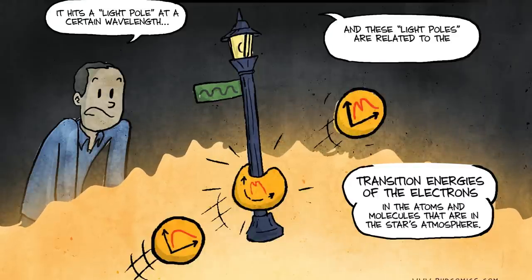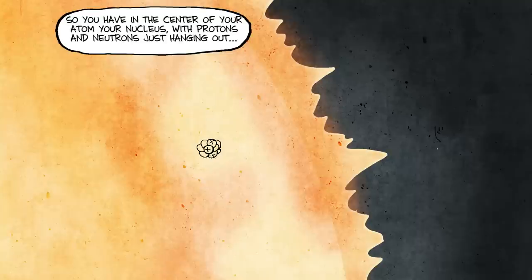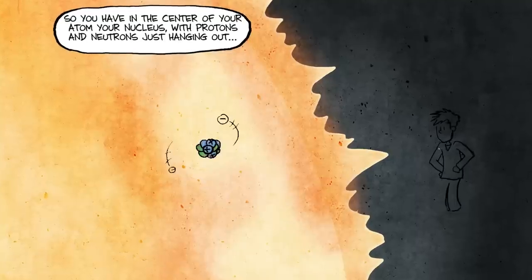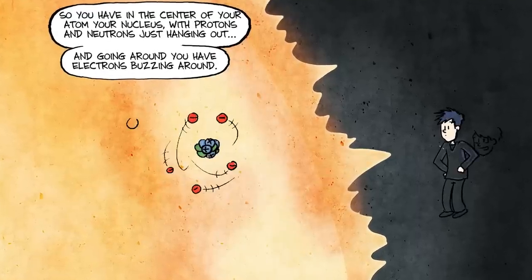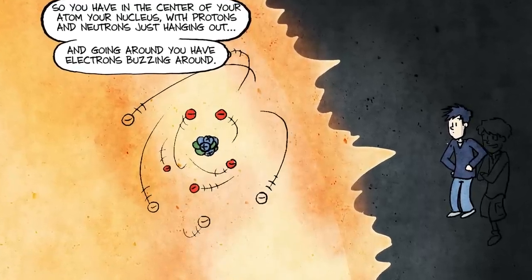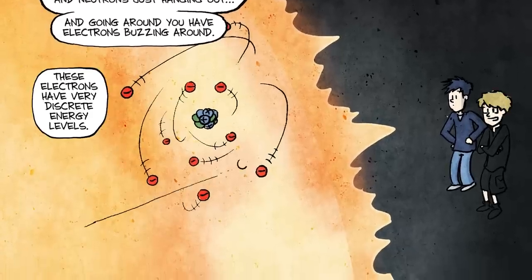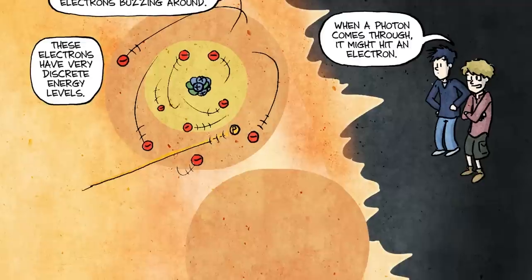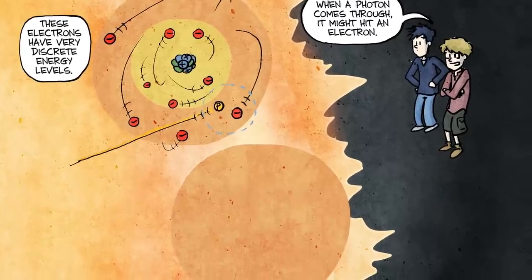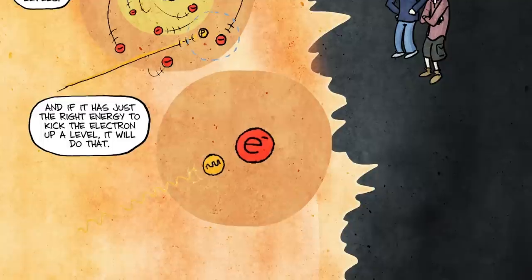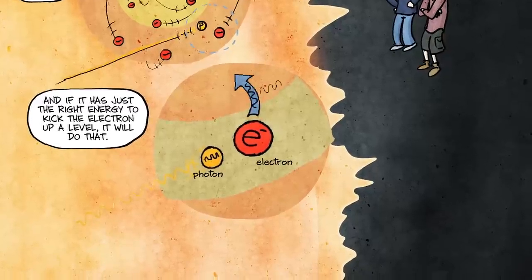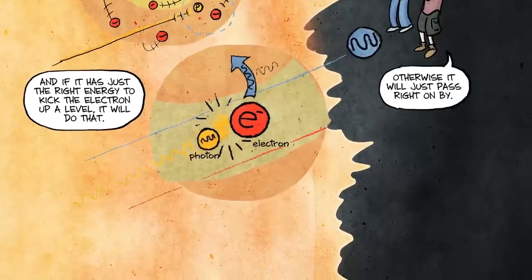in the star's atmosphere. So you have, in the center of your atom, your nucleus, with protons and neutrons just hanging out. Then going around, you have electrons, if you can imagine them buzzing around on the outside, moving around. But when you're far away, there are very discrete energy levels. And so when a photon comes through, it might hit this electron, it's possible. And if it has just the right energy to kick it up to this level, it will do that. Otherwise, it'll pass right on by.